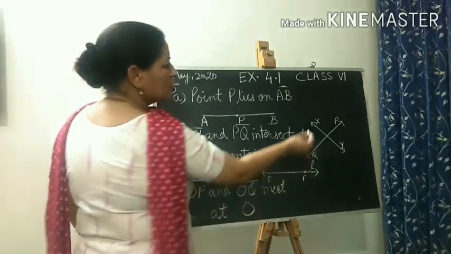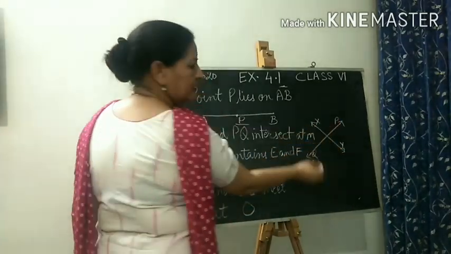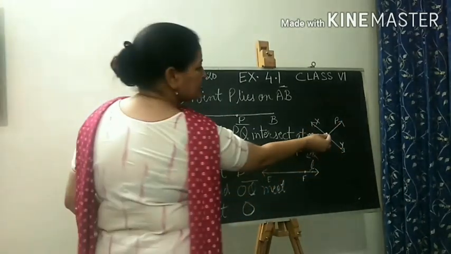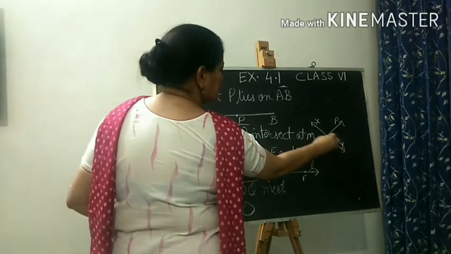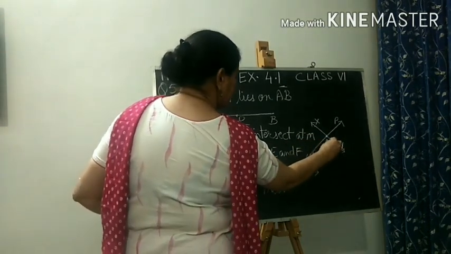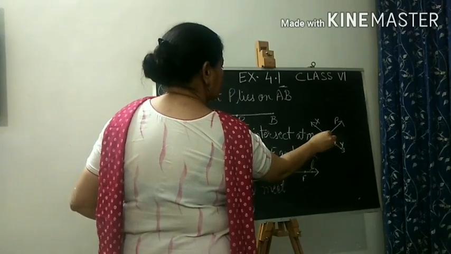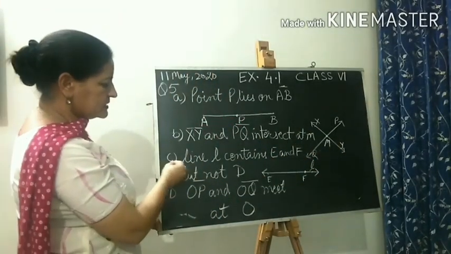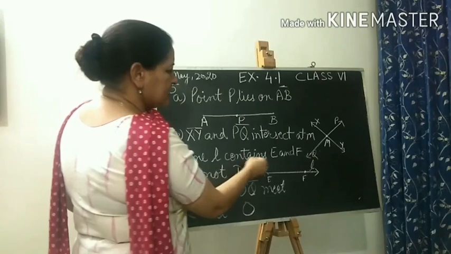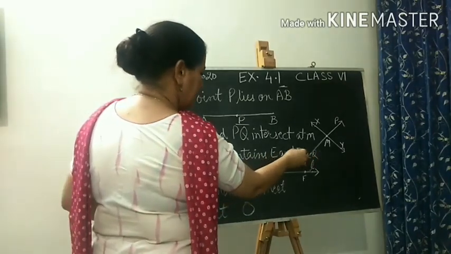B part is XY and PQ intersect at M. So we have drawn two lines XY and PQ, and their intersection point is where they are meeting. Just mark M there.